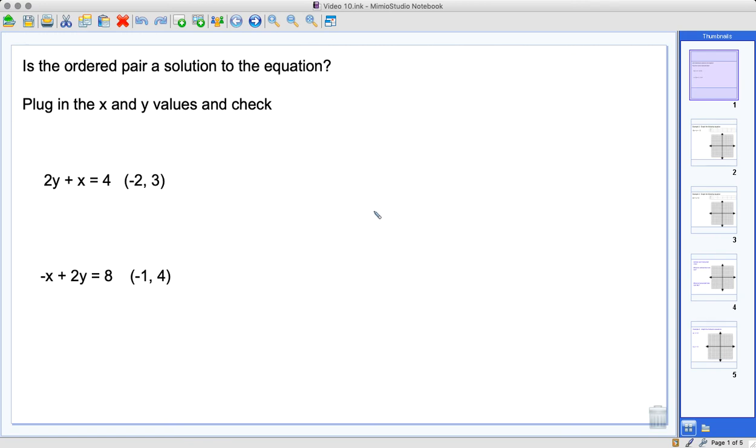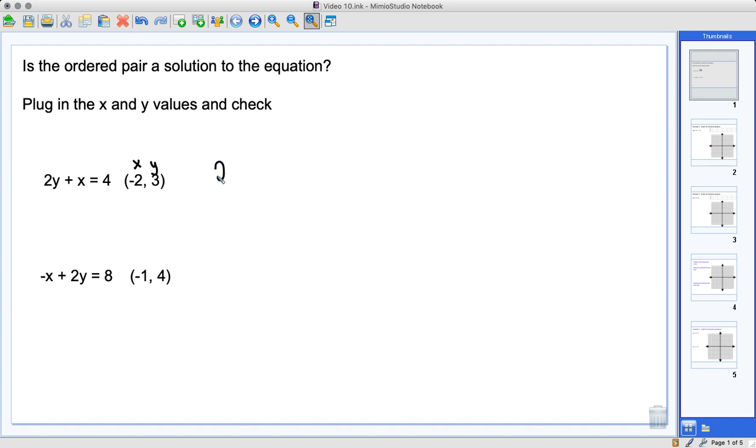All right, today we're going to start graphing. Okay, so first thing we have to talk about is how do you tell if something is a solution to an equation? Okay, so what you're going to do is you're going to take the x and y values, plug them into the equation, and check that both sides of the equal sign are the same. Okay, so just a reminder, x, y, x always comes first just like it does in the alphabet.